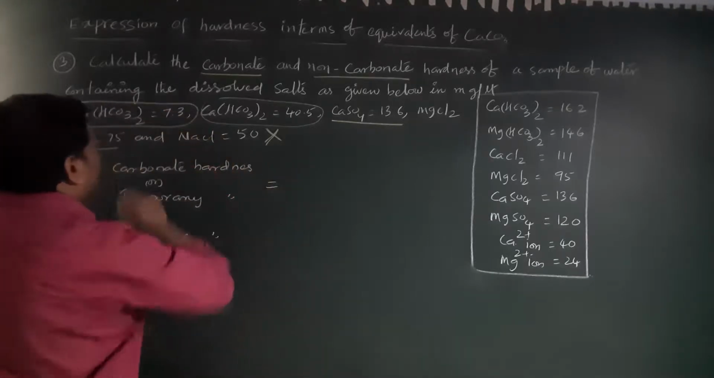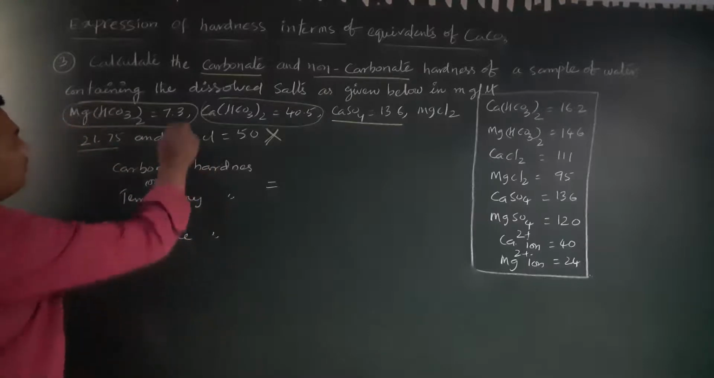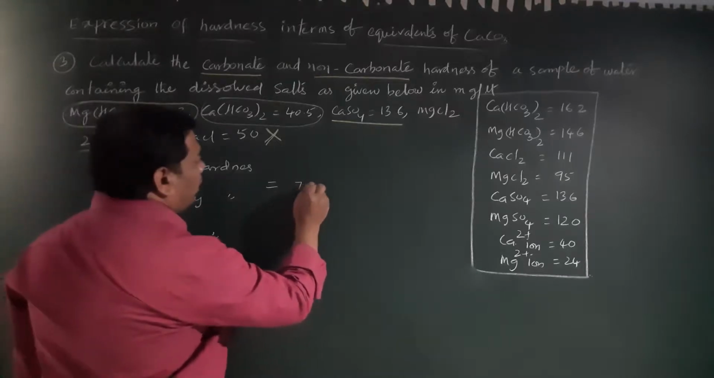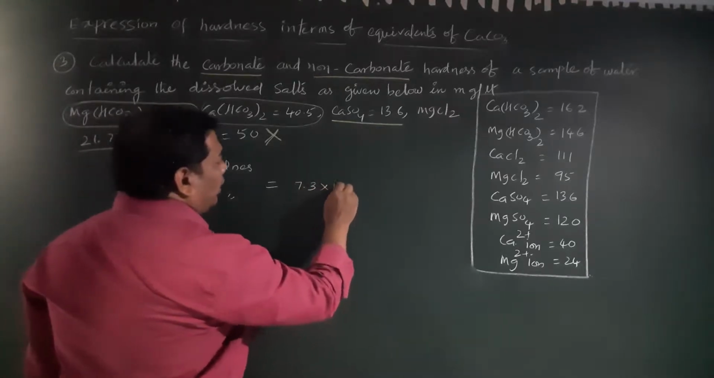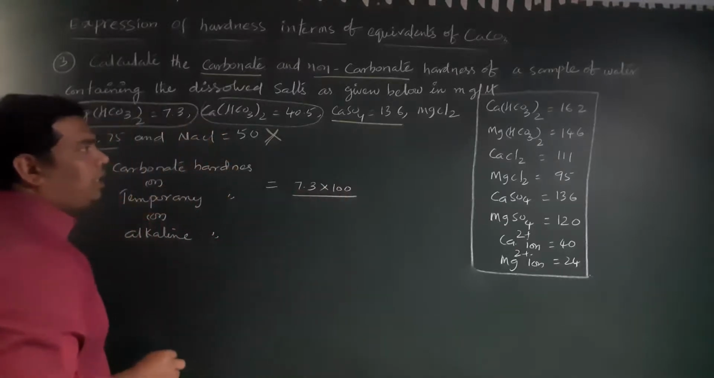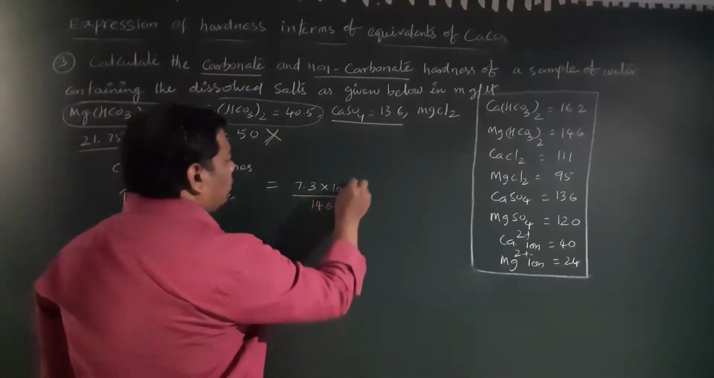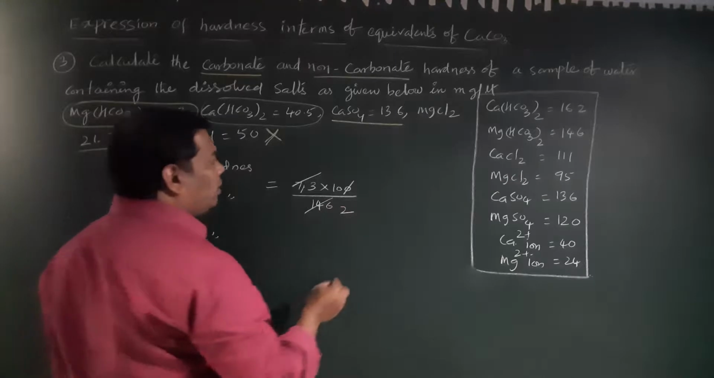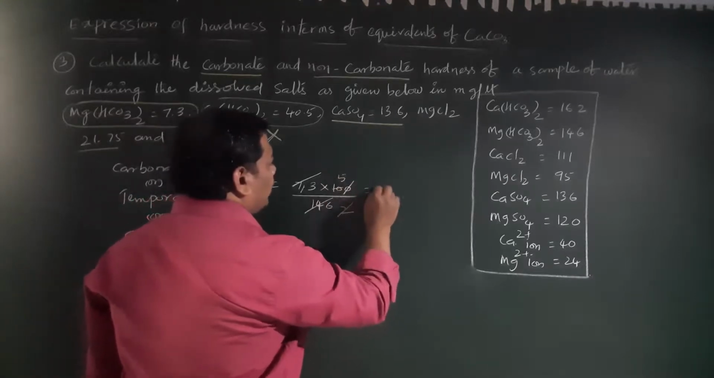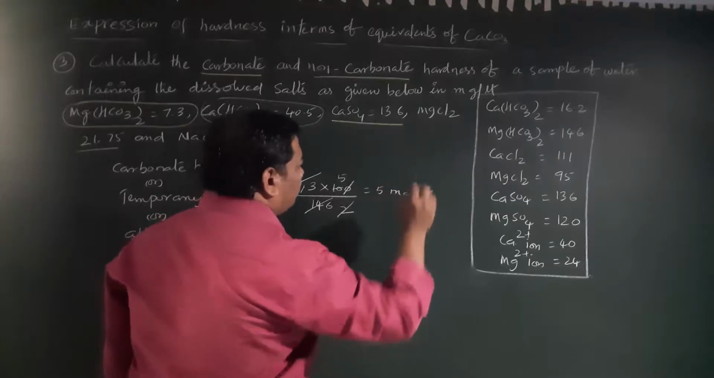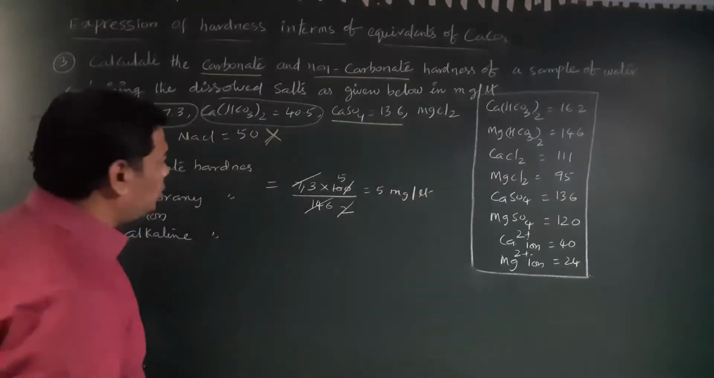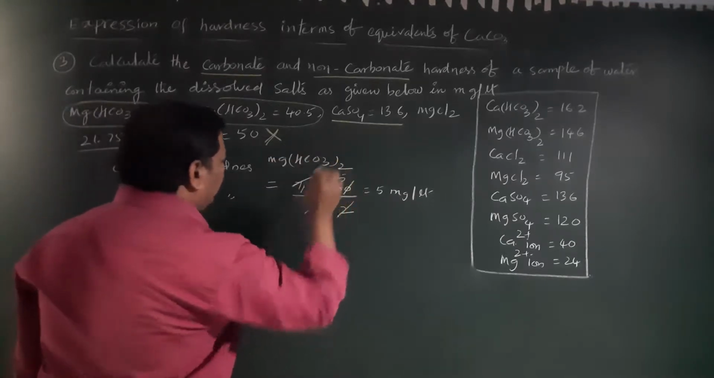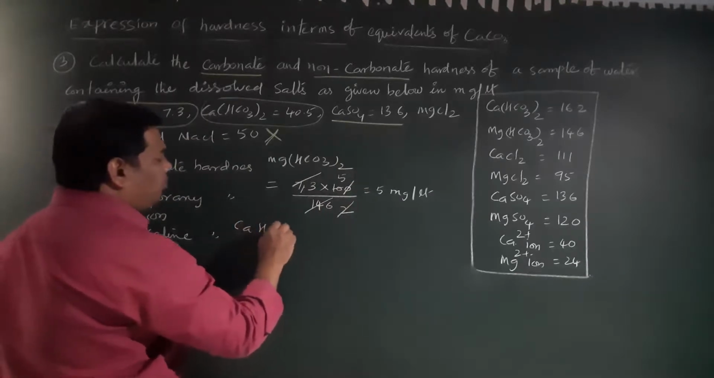So how much amount of magnesium bicarbonate is dissolved in water, student? 7.3 into 100 divided by the molecular weight of magnesium bicarbonate, which is 146. The zeros get cancelled, so 73 by 146 simplifies, and that is equal to 5 milligram per liter, equivalent to CaCO3. So this is magnesium bicarbonate.